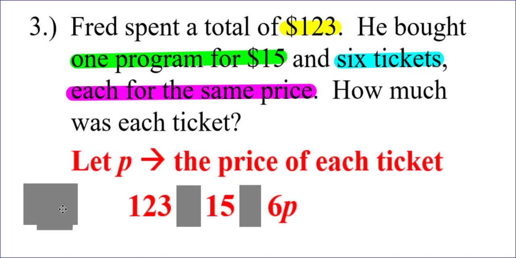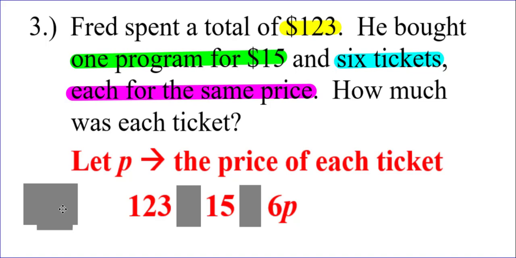And if you think about it, whenever you buy multiple items for the same price, you would take the amount that you're buying, in this case 6, times whatever the price is for that item that you're buying. So it's very common in real life to take the number that you're buying times the price, and that's what we did here.